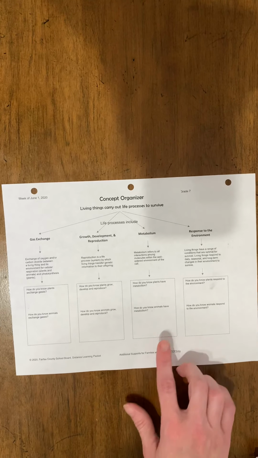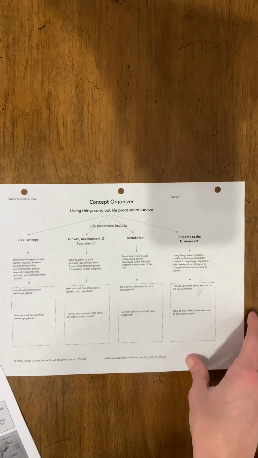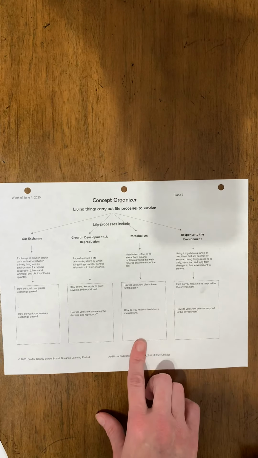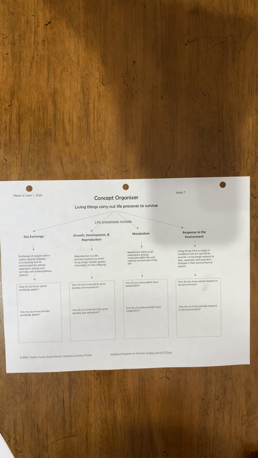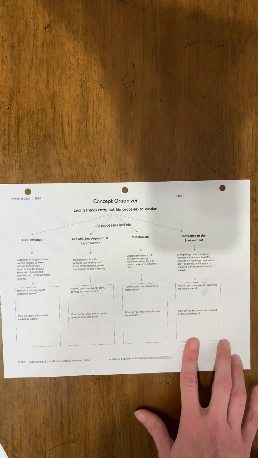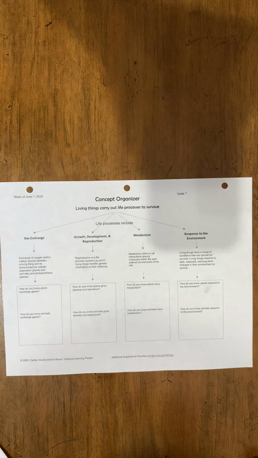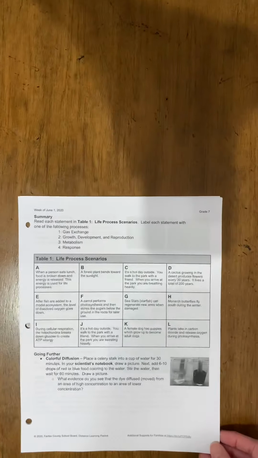Then look at activity 3, which gives you some information about metabolism in your distance learning packet. And again, answer those boxes in the concept organizer. And do the same thing with response to the environment. So this should be a summary of things that you have already learned and just some review and some refresher for those activities that you did in previous weeks.